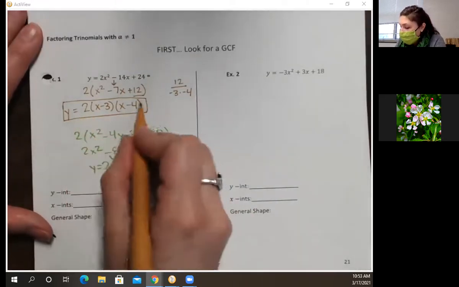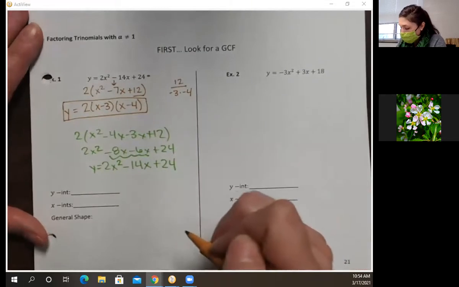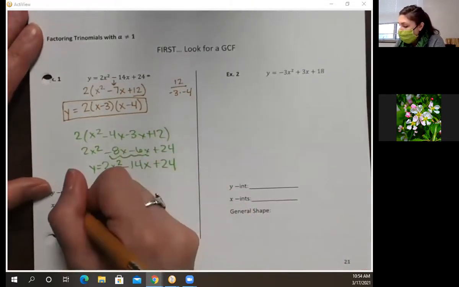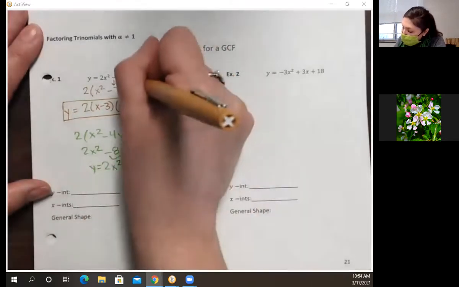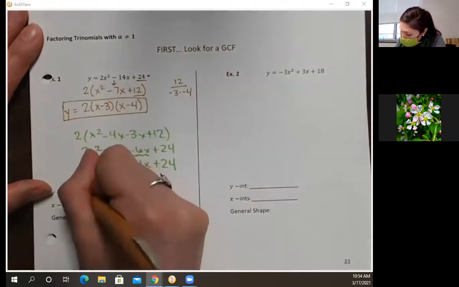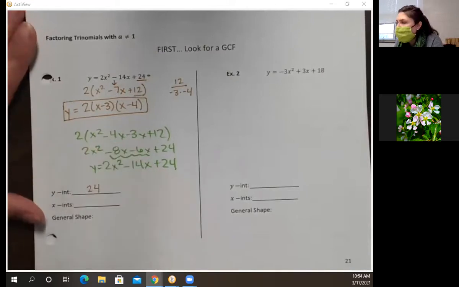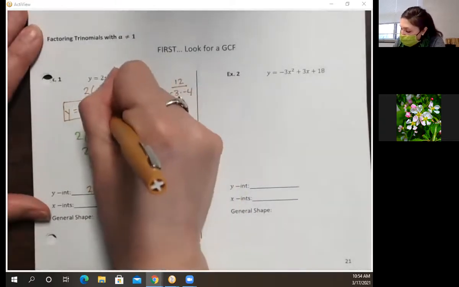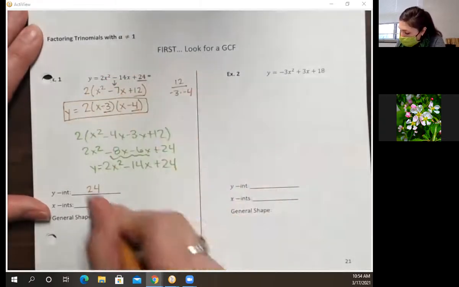So this is my factored form, or my intercept form. And then we're going to identify a couple of our key features here. Our y-intercept we get from standard form. Remember, it's C at the end of standard form, that constant term. So our y-intercept for this function is 24. And then our x-intercepts come from factored form. So that would be +3 and +4.